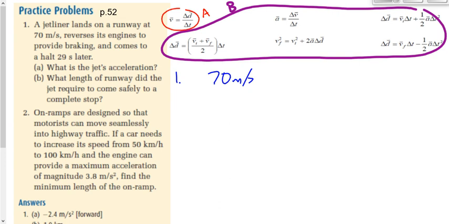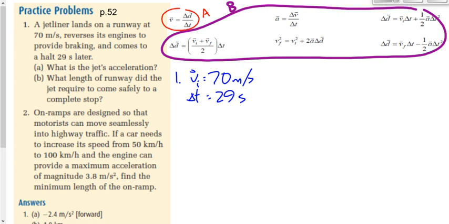Now, not how fast the jetliner was moving in the sky, but the initial velocity for the problem at hand. If we wanted to analyze it coming down out of the sky, that would be a completely different problem. VI would be different, but it would be a different problem. Okay, this is VI for the problem at hand, which is the deceleration of this jetliner on the runway. All right, comes to a stop 29 seconds later. We're going to say delta T is 29 seconds.